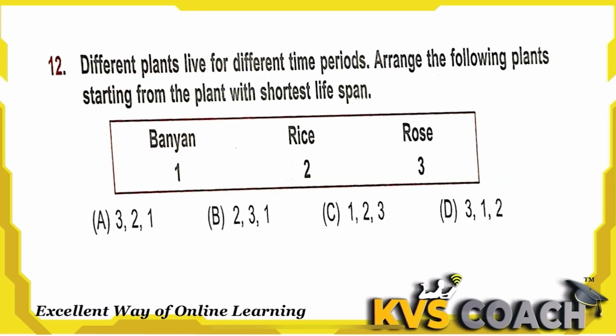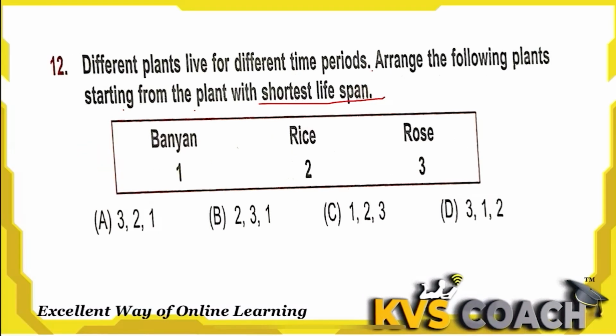Next question: different plants live for different time periods. Arrange the following starting from the plant with the shortest lifespan. Banyan 1, rice 2 and rose 3. Here, look, this is a big tree. Rice is a crop and rose is a shrub.